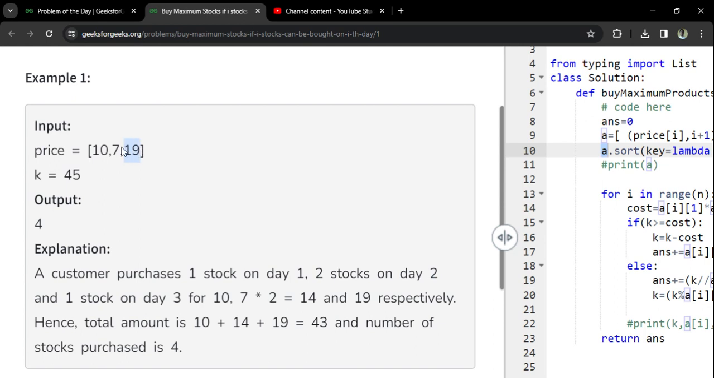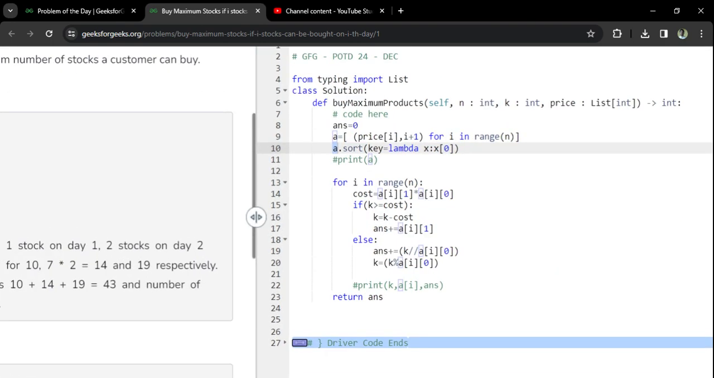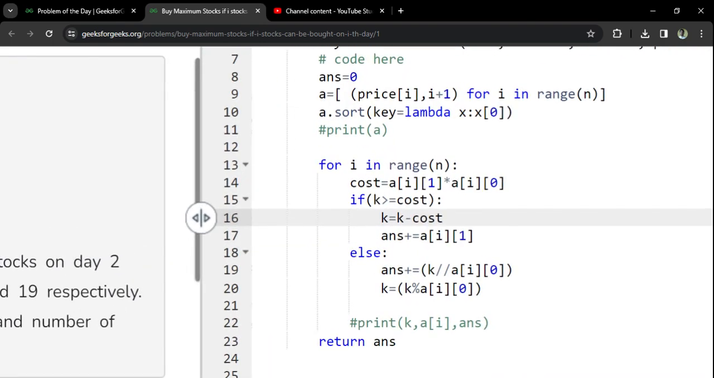As simple as that. On 7 we are basically allowed to buy 2 stocks. For 10 we are allowed to buy 1 stock. For 19 we are allowed to buy 3 stocks, because the index of 19 is 3. I'm checking if I can buy all of them. If k is greater than or equal to cost, then very well we can buy all of them. So I'm simply doing k equals k minus cost, and answer equals answer plus A of i of 1.